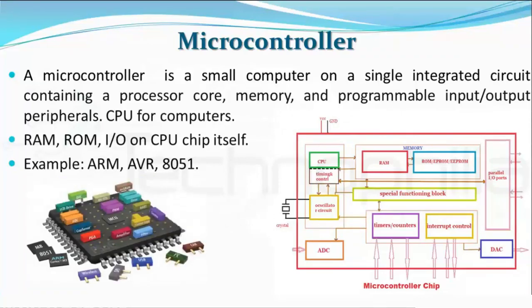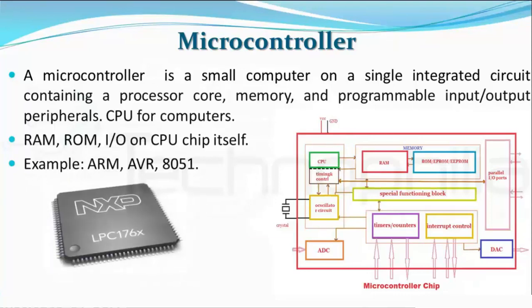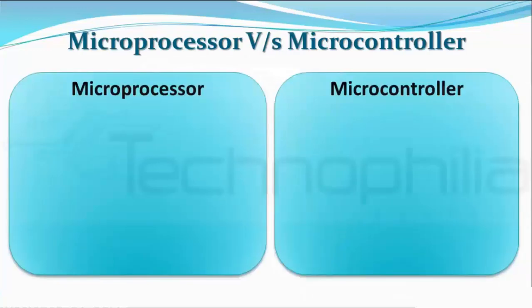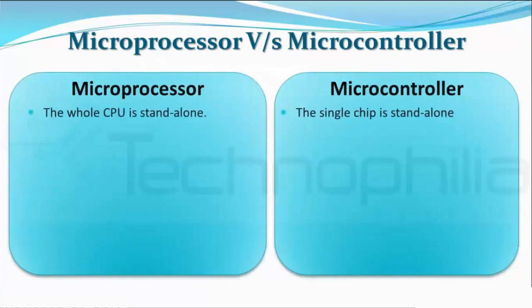For the normal working of a system, whatever the basic parts are required, everything is there inside a microcontroller in small quantity, and it may not need a motherboard. But in case of a microprocessor, those things are outside of the chip, hence it needs a motherboard as used in computers. As per the previous discussion, a microprocessor along with the motherboard and the CPU is standalone, but the single microcontroller chip itself is standalone.